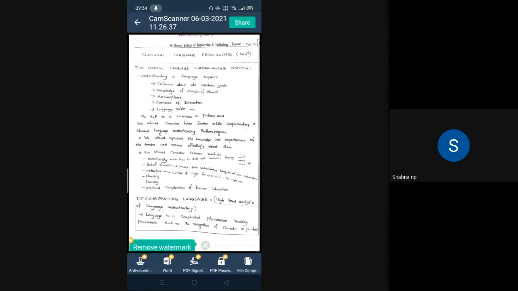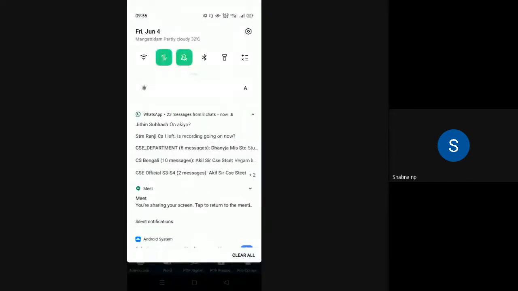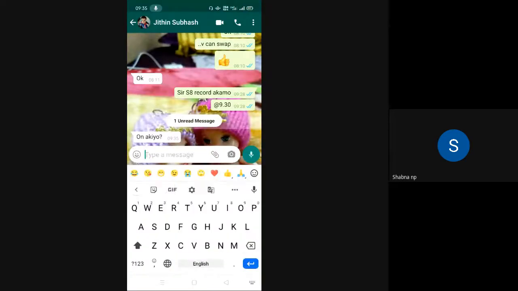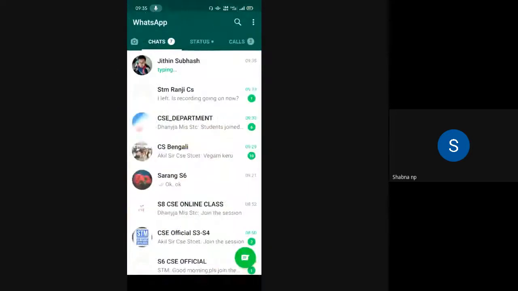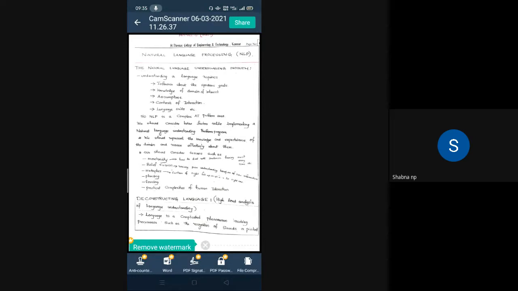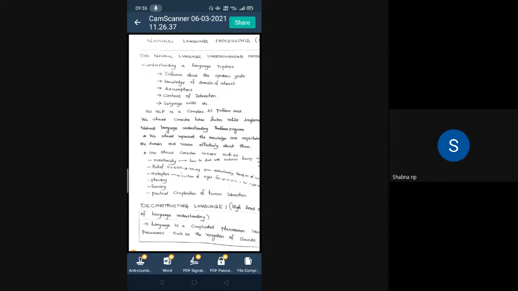So in the previous class we discussed natural language processing. Understanding a language requires inference about the speaker's goal, knowledge of domain interest, assumption, context of interaction, then language skills, etc. So NLP is a complex problem.